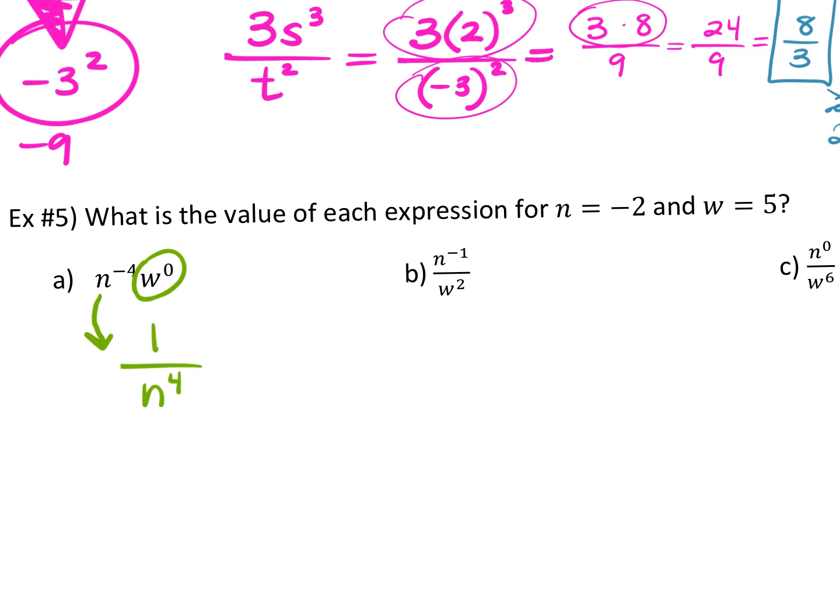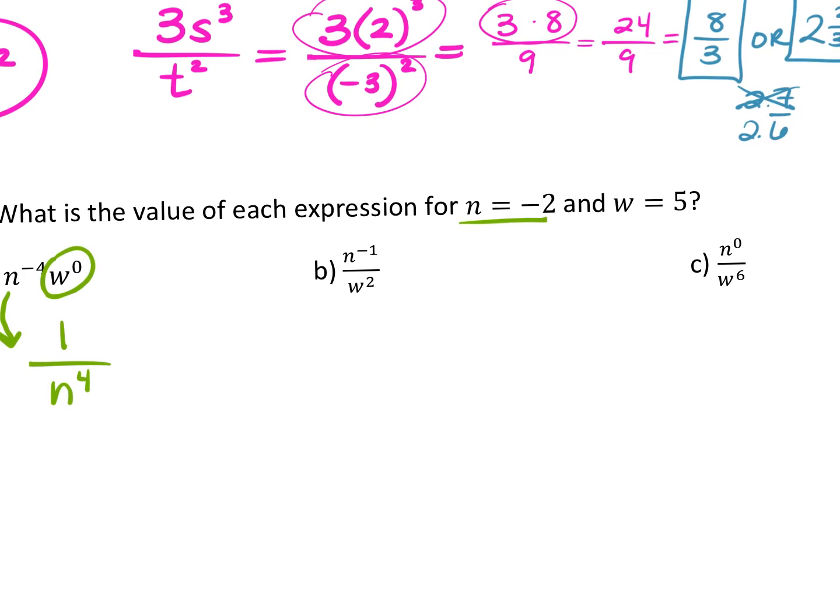So it's 1 over N to the 4th. And now I would take the numbers and plug in what I know. So the W goes away. You don't even have to plug in a value for W, right? Because W to the 0 is 1. So just plug in 1 over negative 2 to the 4th power.